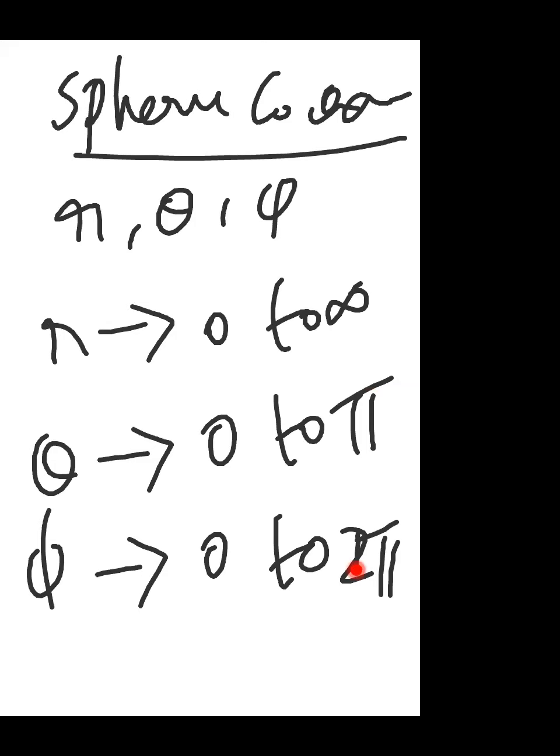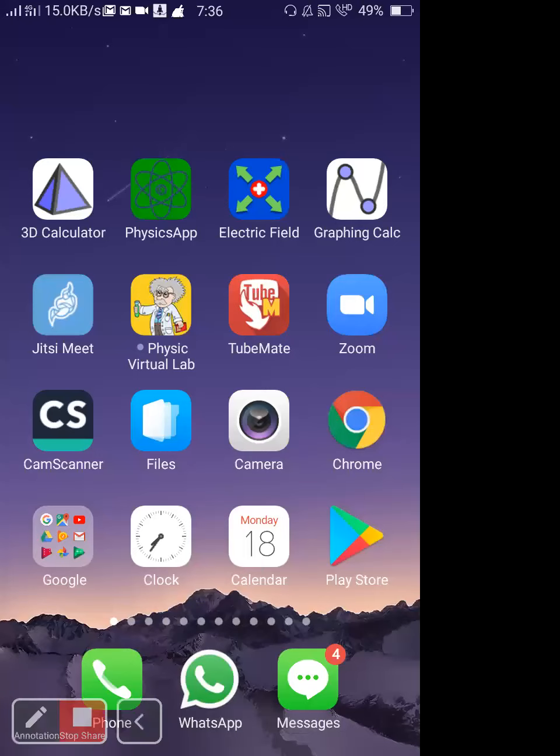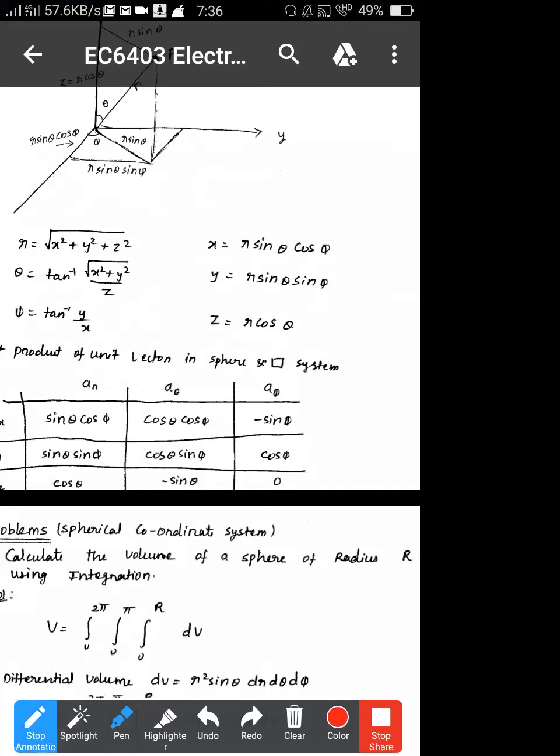And again, in the last class we have seen the relation between the spherical coordinate system and the rectangular or Cartesian coordinate system. The relation between spherical and rectangular coordinate system is like this. Okay, this is the relation between spherical and rectangular coordinate system.